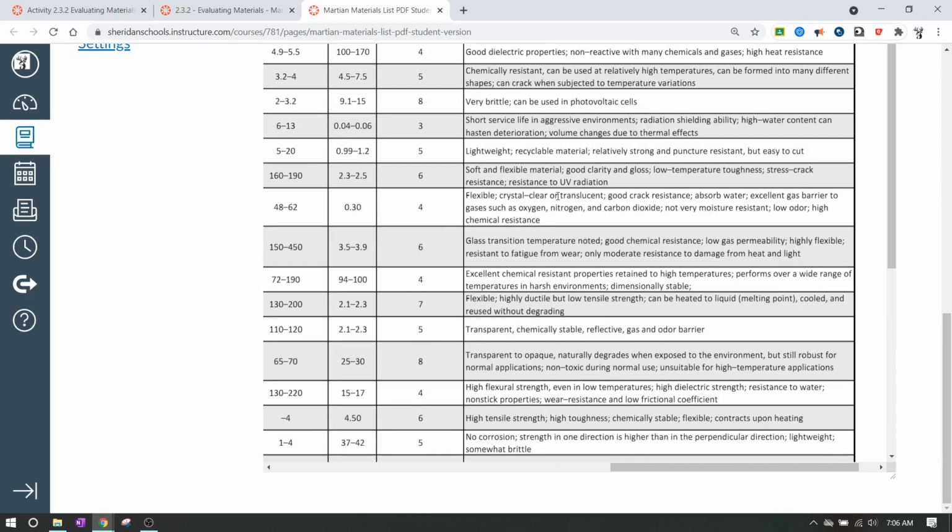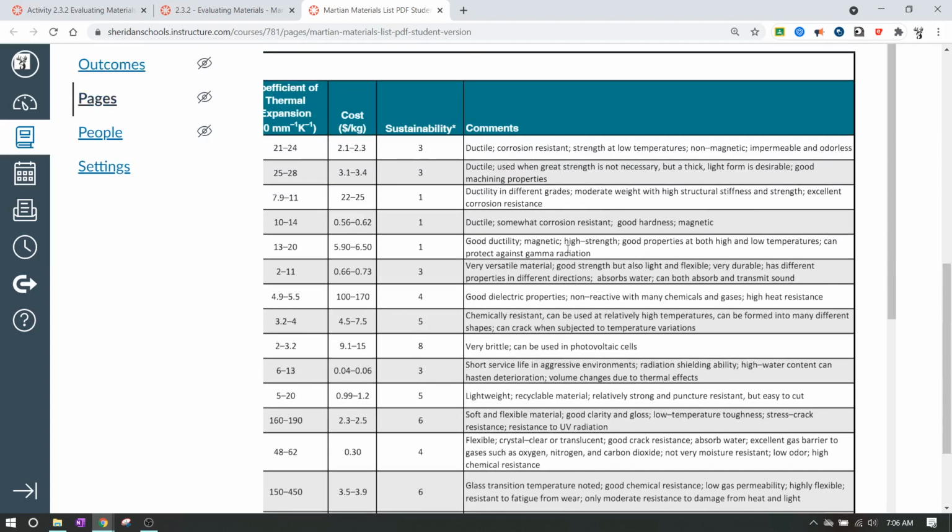Here's another one that says crystal clear or translucent. So it gives you some things that might not necessarily be given by just a number. Like if you're trying to say if something's clear or not, how are you going to write that as a number? It's really hard to do. I'm sure somebody's done it before, but not my problem.